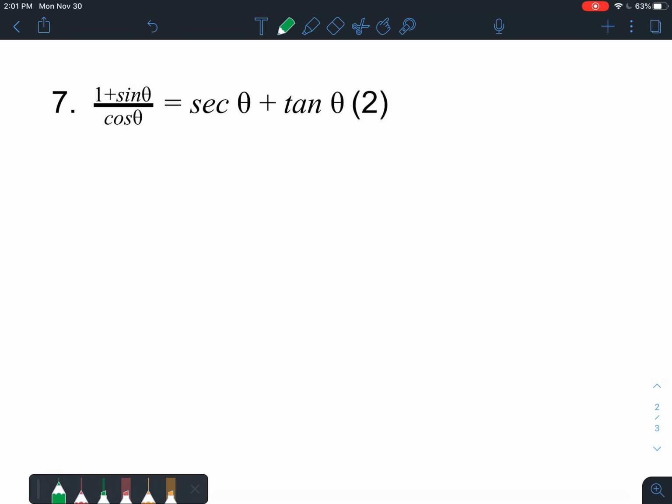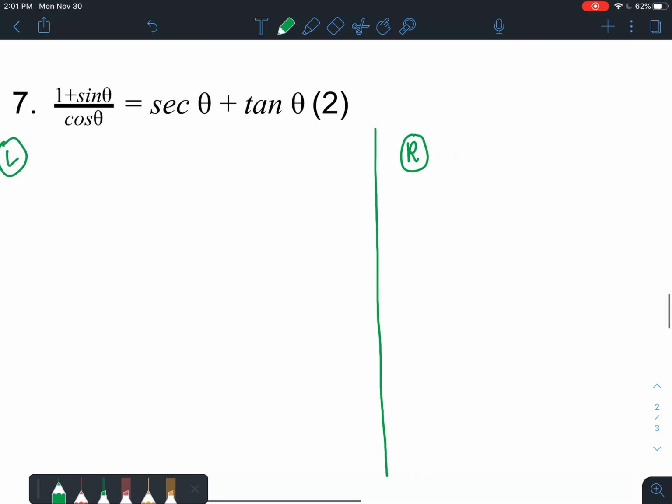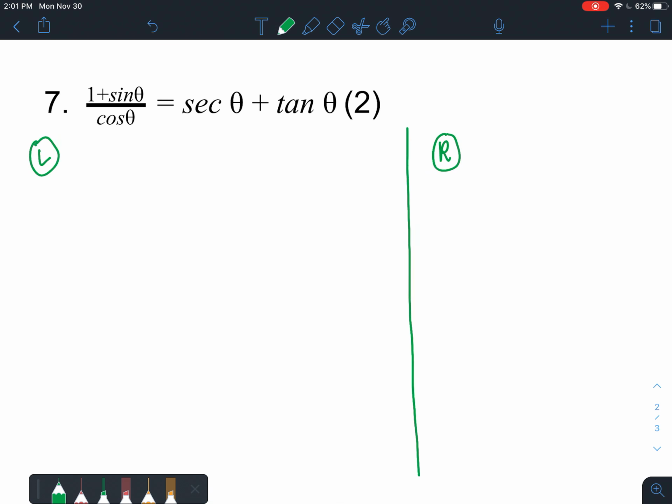I've got a little bit more of a complication here. So we can actually solve this 2 different ways. We can solve it from the left and we can solve it from the right. I'm going to show it both ways. So starting from the left, I have 1 plus sine theta over cosine theta. So I'm just rewriting what I already have.